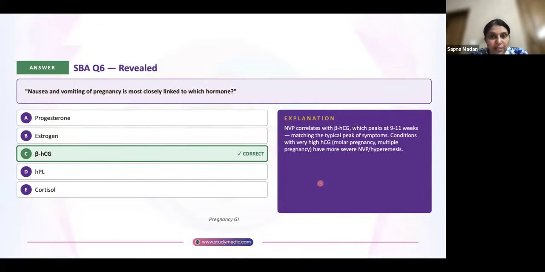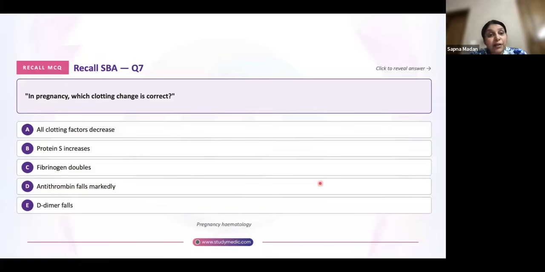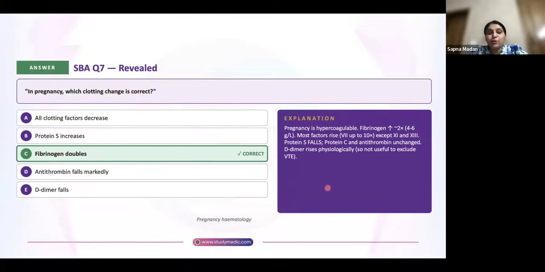nausea vomiting of pregnancy. In pregnancy, which clotting change is correct? All clotting factors decrease, protein S increases, fibrinogen doubles, antithrombin falls markedly, and D-dimer falls. So what is the correct statement? Fibrinogen will double. So it is a hypercoagulable state.